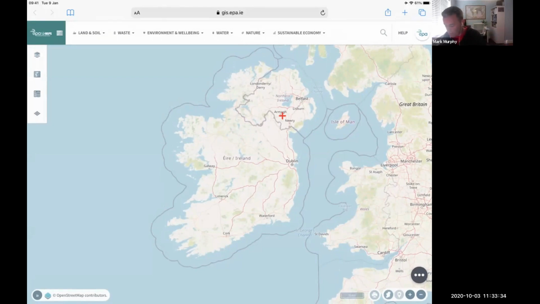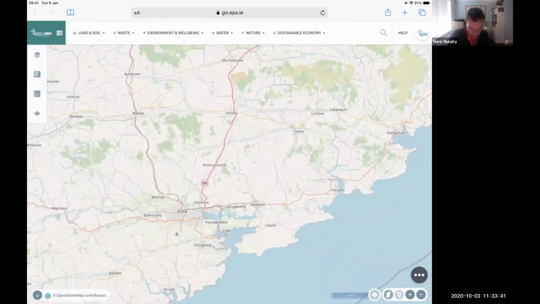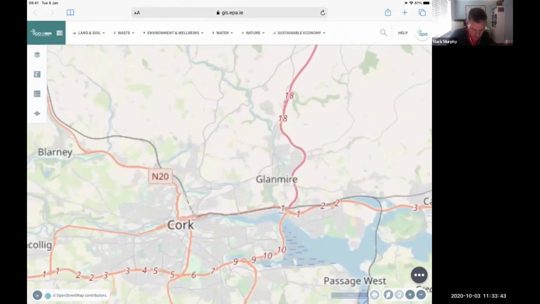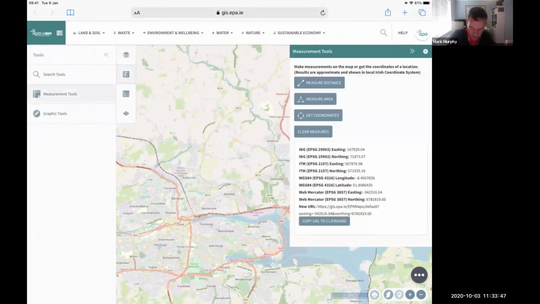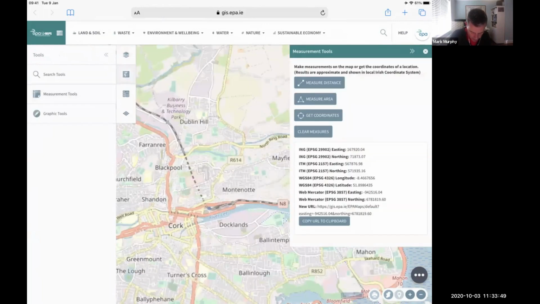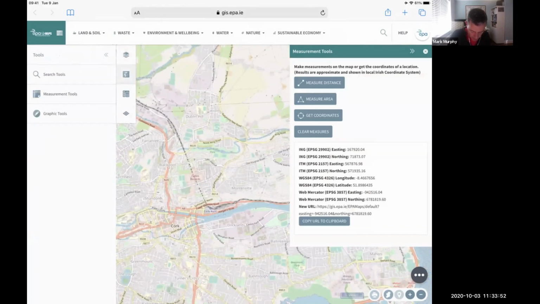So for example, say we want to find the distance between Cork and Armagh, right? For example, let's zoom in to Cork and let's get a coordinate on Cork. This is just the EPA website. So there's a tool here, measurement tools. And if I just click on, say, somewhere in the center of Cork there, right? I get the coordinates, they're over here. And I write them down on a piece of paper for myself.